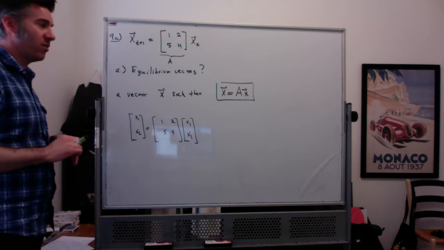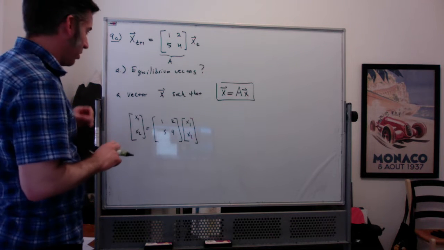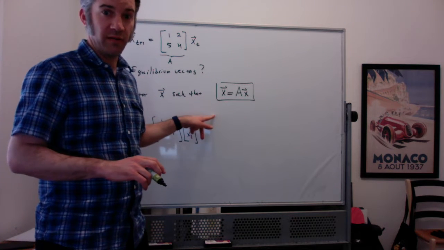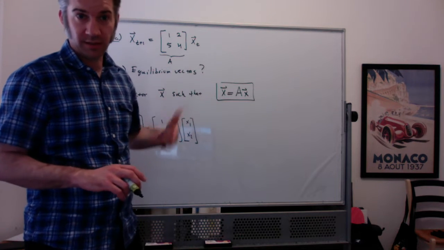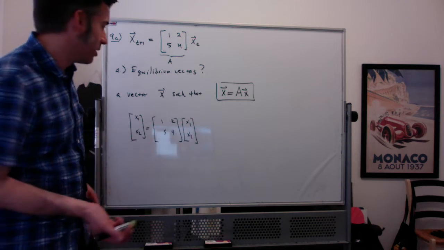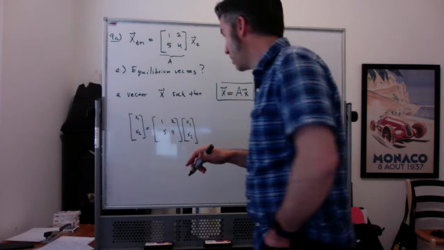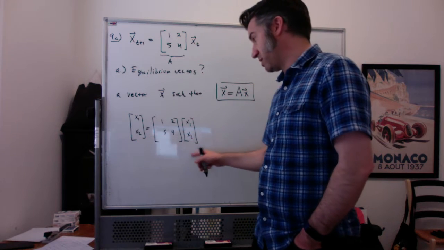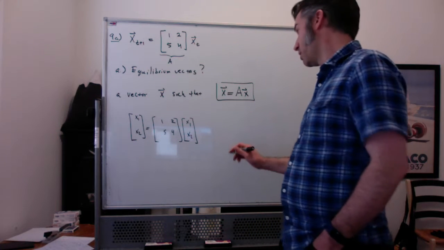So the first question is, are there any equilibrium vectors? Meaning, are there any vectors such that the matrix times the vector is equal to the vector? So that x equals A times x. Just like an equilibrium, right? So the question we're trying to solve is, is there a vector where you have the vector equal to A times the vector? Well, let's find out.